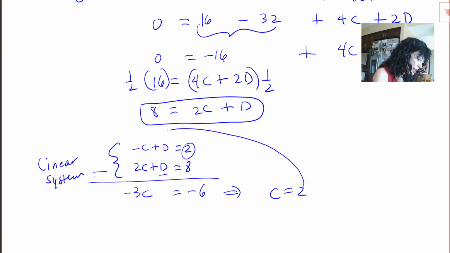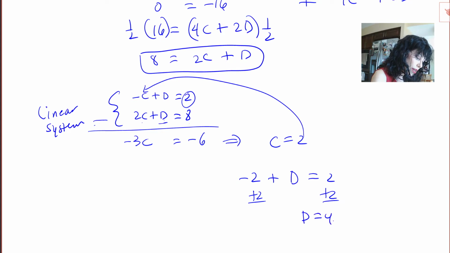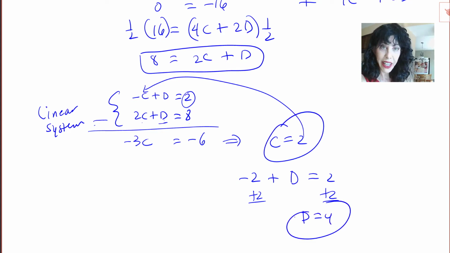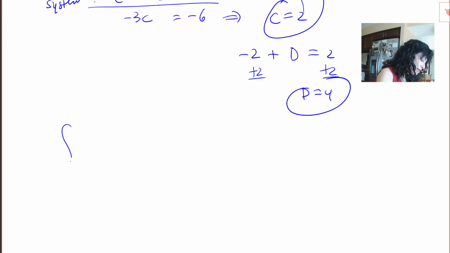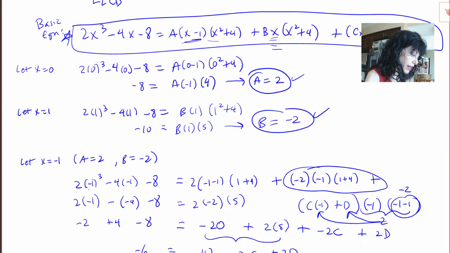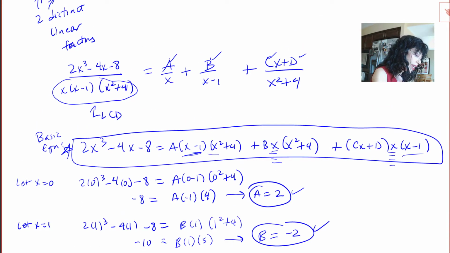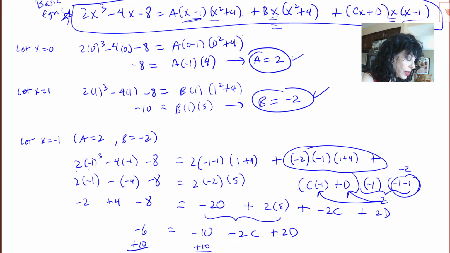And then if I substitute that into either one of the equations, so here if I substitute it into that first equation we have negative 2 plus d is equal to 2, and if I add 2 to both sides, I'll have d is equal to 4. So good news, I got the 2 other unknowns. So what does that mean? That means we can finally go back to our original decomposition, which is way back here. And we can put in our unknowns of A, B, C, and D, and finally get back to the calculus, and that is integration.